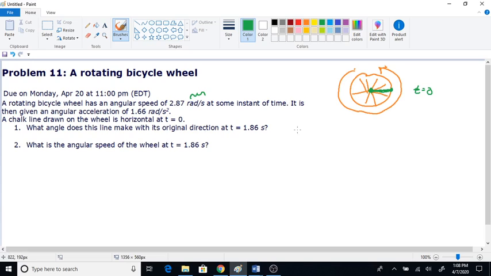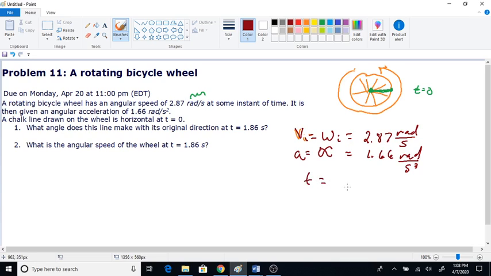So the first part, when we pull our information out, we're given an initial velocity, which we're going to call W, and we're given it as 2.87 radians per second. Now, what else are we given? We're given an angular acceleration, which is our alpha, and that is 1.66 radians per second squared, and we're given after a certain amount of time. So our time is 1.86 seconds.